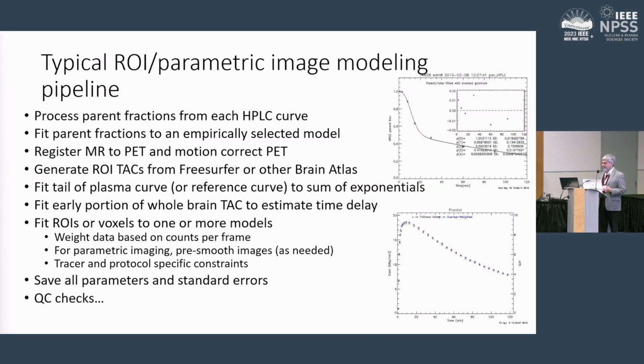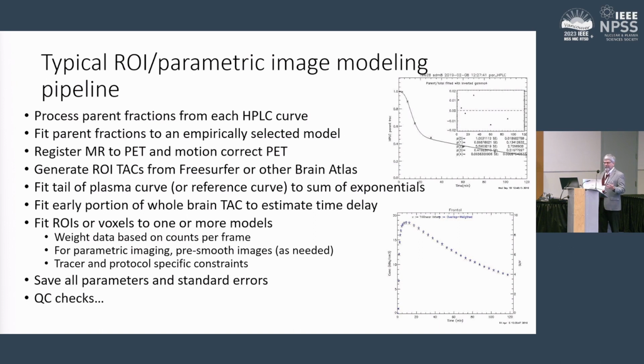So what does a normal processing pipeline look like? Many steps. We might take the raw HPLC measurements and turn them into parent fractions, and fit that with a line. We'll take the PET images, and if it's a brain, register them to the MR. We might take that into an atlas, either FreeSurfer for subject-specific or a generalized brain atlas, and generate region time activity curves. If one of those is a reference region, we'll fit that tail to get rid of the noise. We might fit the early portion of the TAC to measure a time delay, so there is a whole sequence of steps. And finally, we get to the meat, taking either regions of interest or voxels, if we're doing it parametrically, and applying the relevant set of models we're exploring for a given tracer.